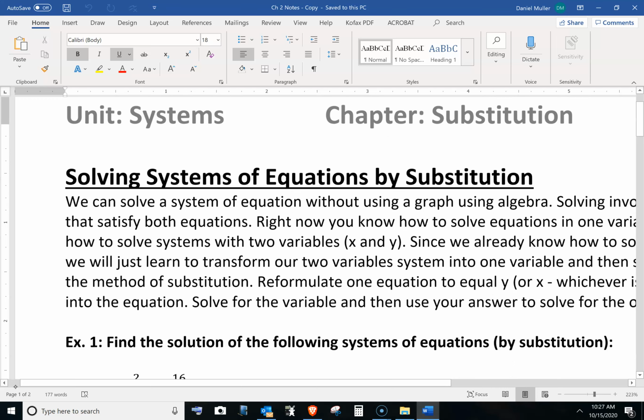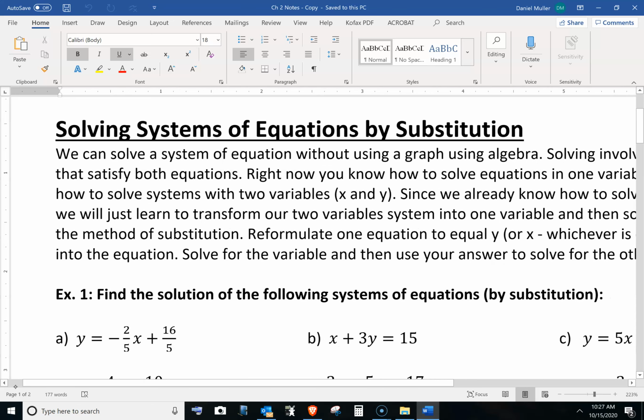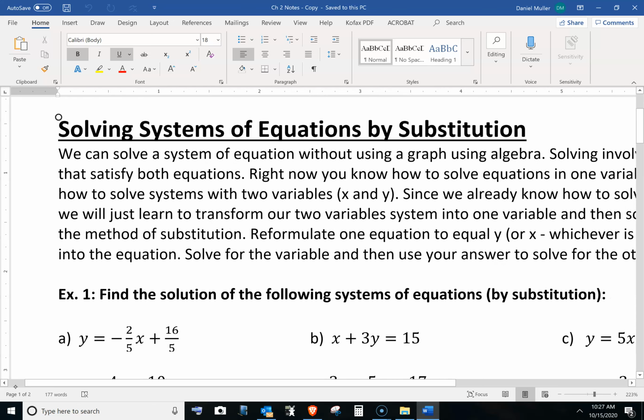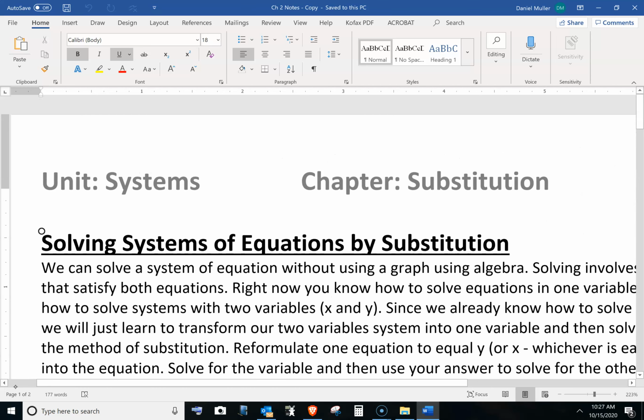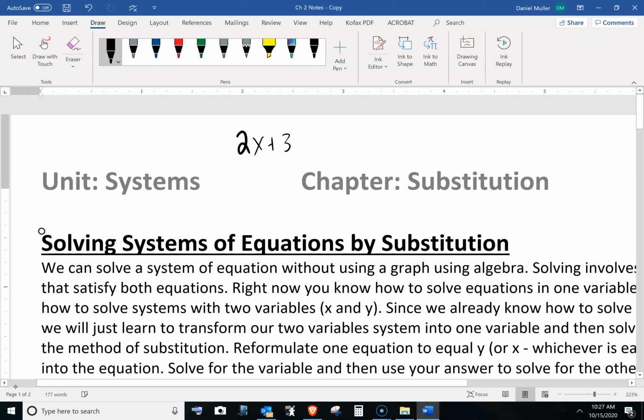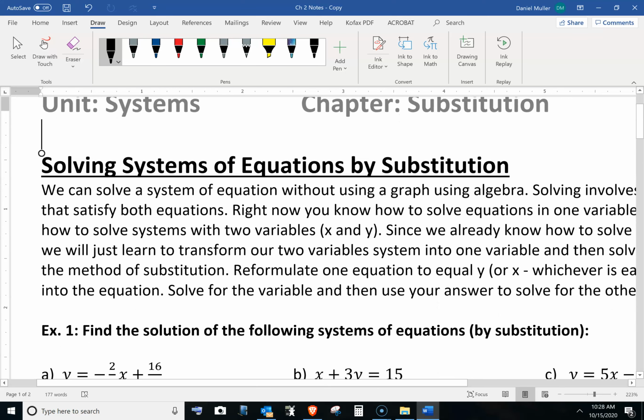So substitution. We can solve a system of equations without using a graph, using algebra. Obviously you already know, or should already know, how to solve things with one variable, like 2x plus 3 equals 7. There's only one variable there, one unknown, that's the x. So what happens when now there's two unknowns, an x and a y? Well, we can't really solve it just normally, but with a system we're allowed to use another method to eliminate or remove one of those variables.